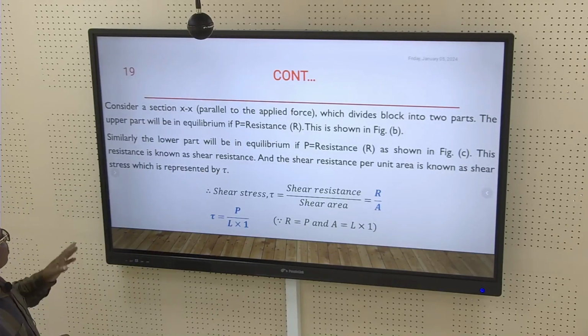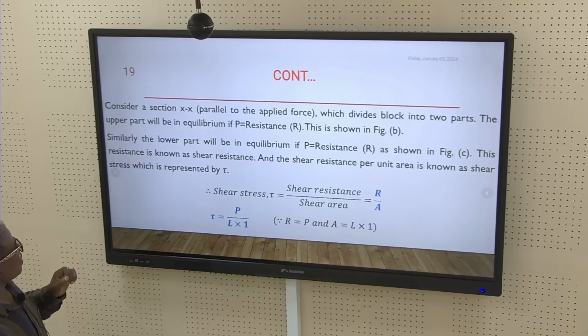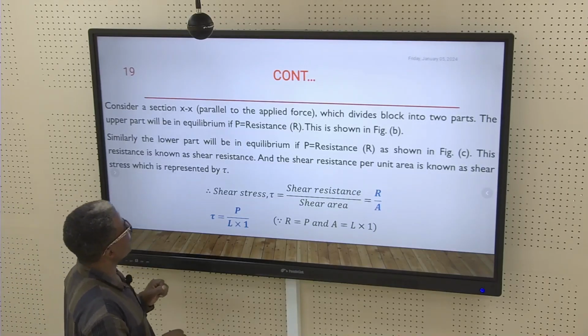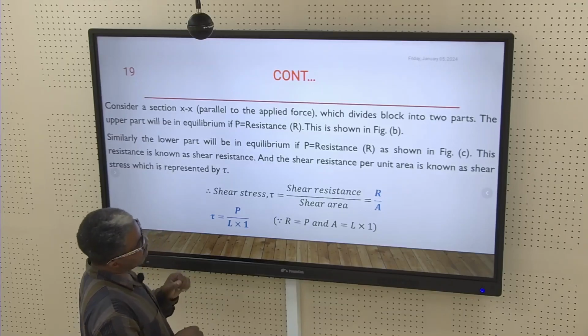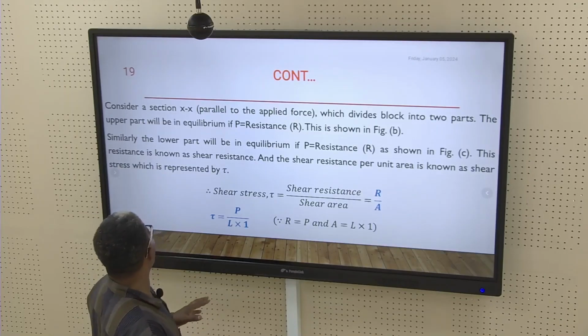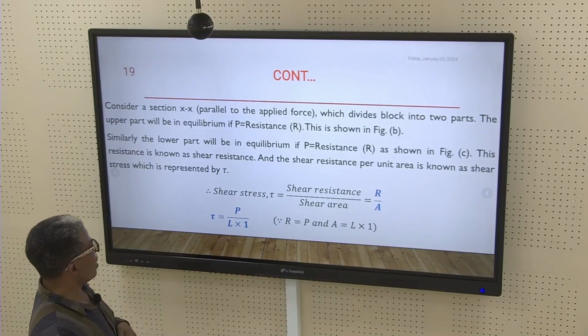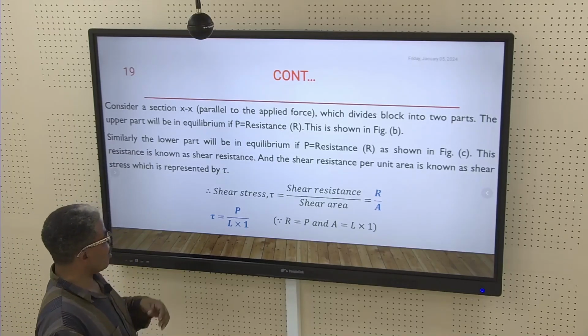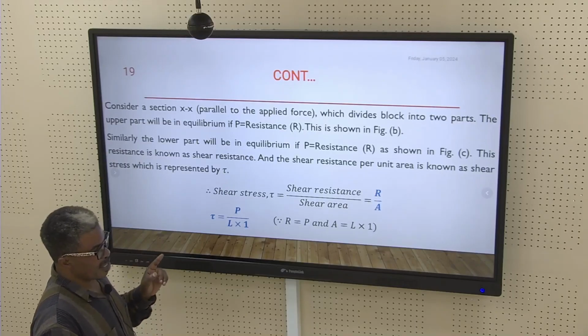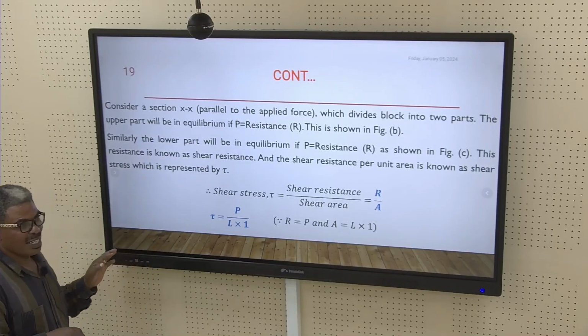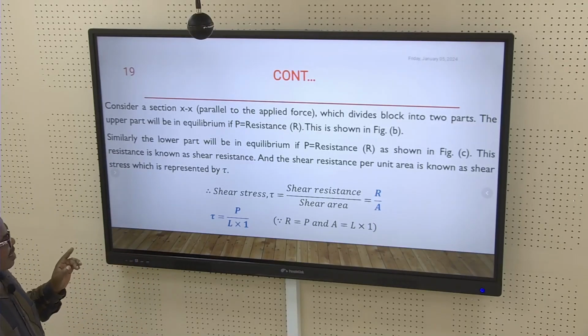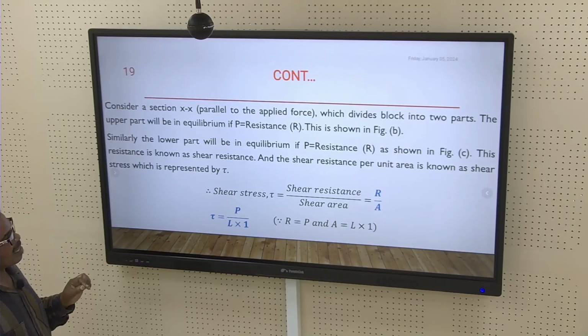So consider a section XX parallel to the applied force, which divides the block into two parts. The upper part will be in equilibrium if P is equal to the resistance. Equilibrium will only happen if the two forces, the applied and the resisting, are equal. That means the body will remain in its state. This is shown in figure B.